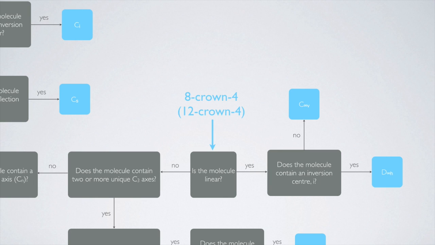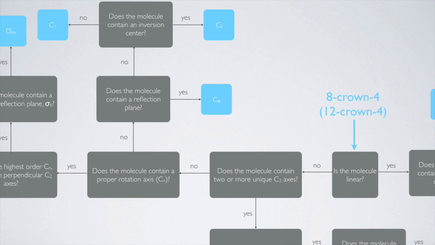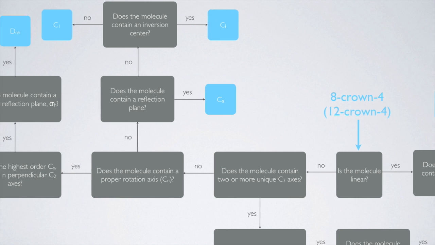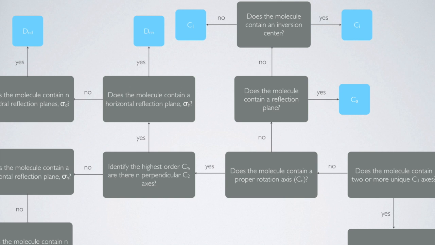And then we can think of two crown ether complexes, either an 8-crown-4, so you remember they're 4 oxygens forming an 8-membered ring with carbons, or 12-crown-4 with, again, 4 oxygens, but now 2 carbons between each oxygen. So again, is this molecule linear? No. Does the molecule contain 2 or more unique C3 axes? No.